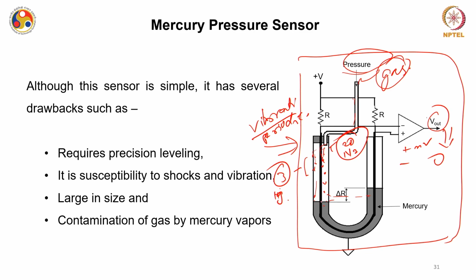Now you wanted to calculate the pressure exerted by these 20 nitrogen molecules. But at the end what you are getting is the pressure applied by 20 nitrogen molecules plus 3 mercury molecules, so altogether 23 molecules. So it may not give you the correct data. There is a chance of contamination of the mercury as well as contamination of the gas by mercury.